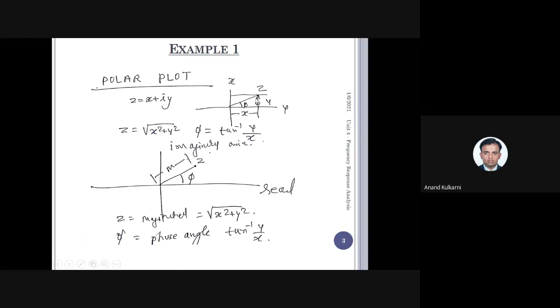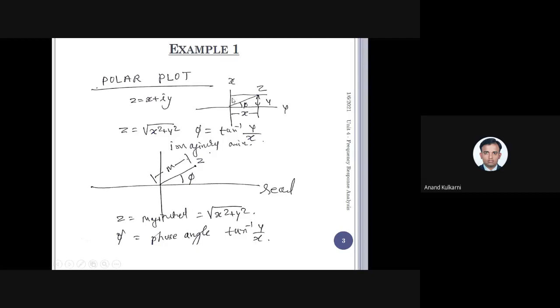Only by measuring this, you cannot plot the point. Only one value will not be sufficient. You come to know this distance, but you can't know the location of the point z. Whether it is on this side, this side, this side, we don't know. So you require one more thing, that is called the phase angle or phi.